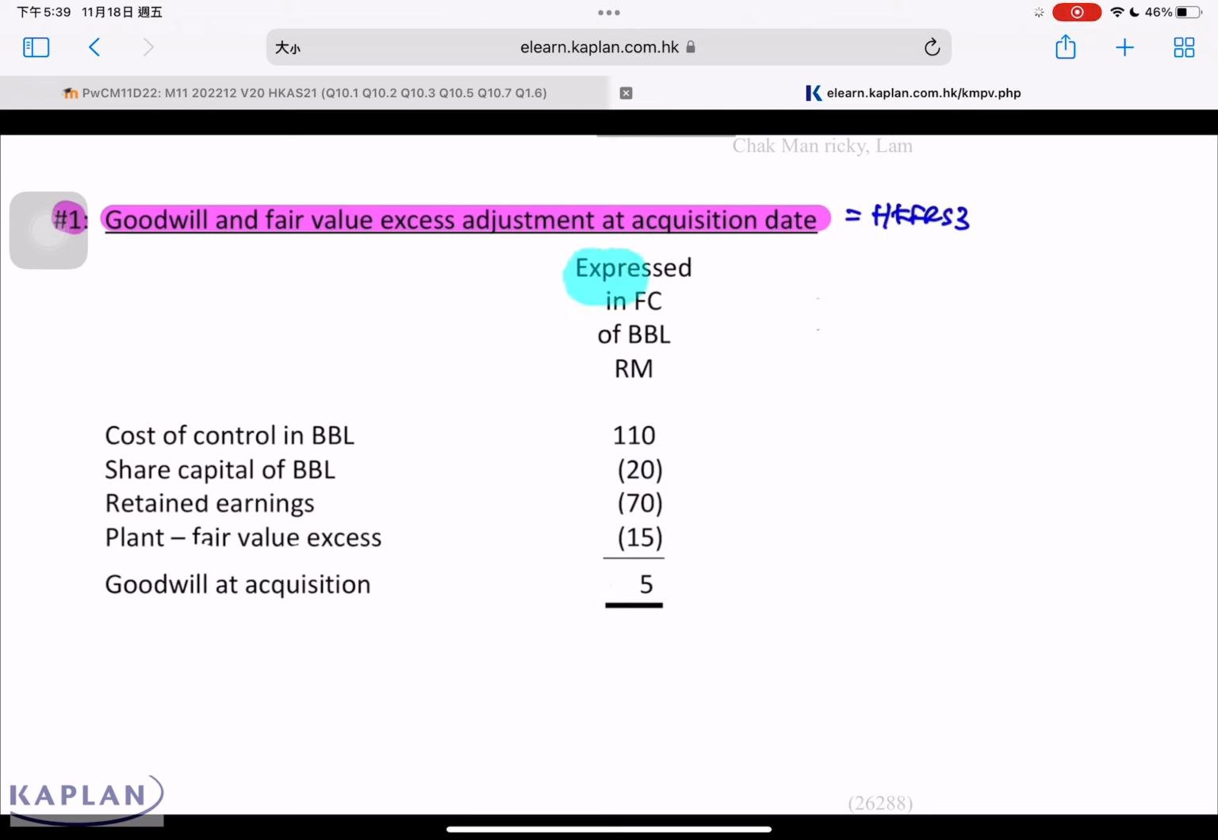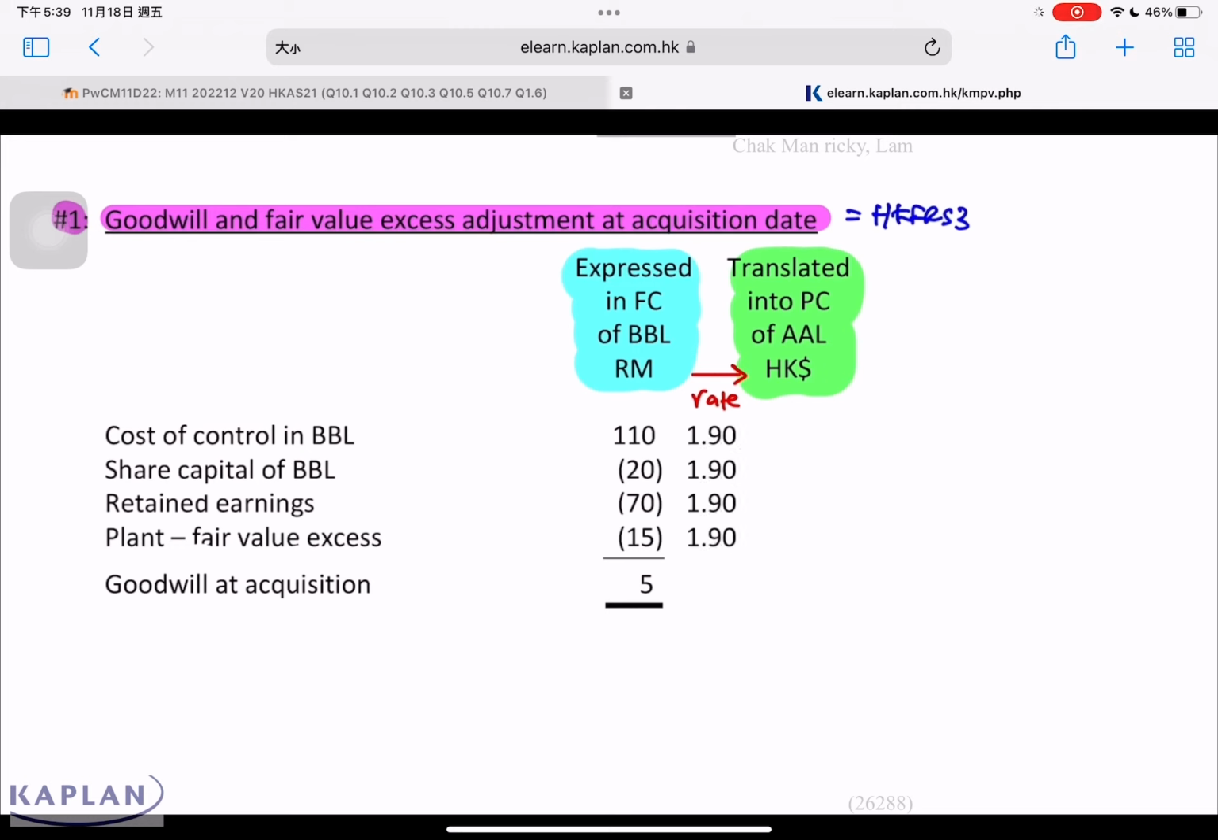This goodwill must be expressed in the functional currency of the subsidiary first. After that, translated into the presentation currency of the group. We have to know what the exchange rate is. All these will be translated the first time when we do consolidation at the historical rate when the parent acquired the subsidiary. All these will be translated at 1.9. 110 multiplied by 1.9 is equal to Hong Kong dollar 209.